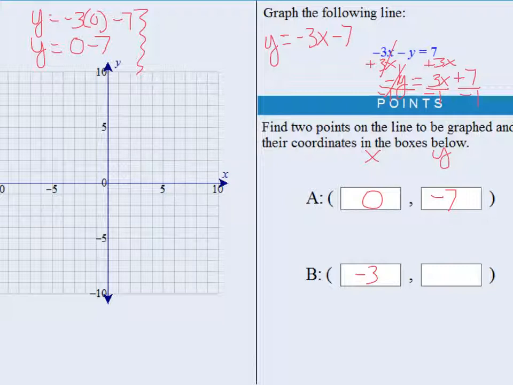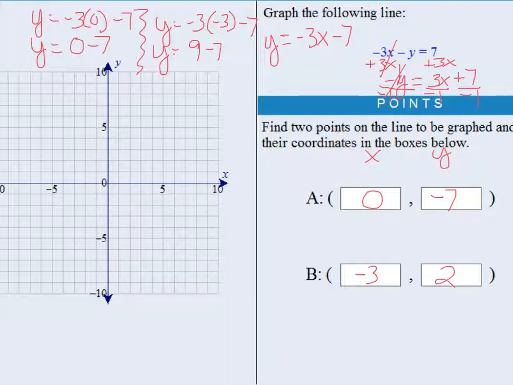All right, so when I plug in a negative, I'm going to have -3 times, and I chose to put in another -3 for my x, and then minus 7. So when you multiply a -3 times a -3, you get a +9 minus 7. And 9 minus 7 is 2.